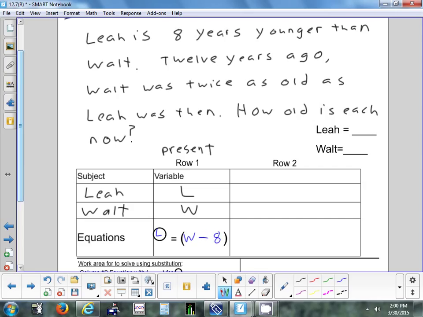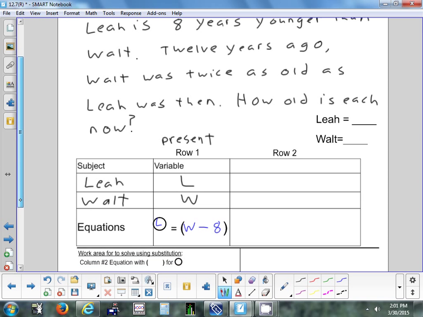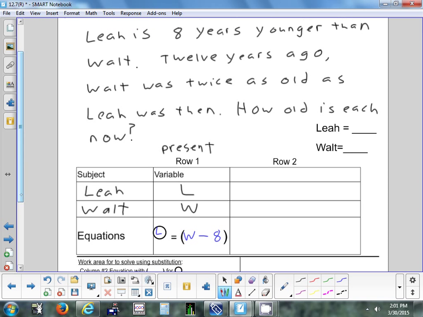Okay, so just be careful on your order there. 8 years younger means you take the person's age and subtract 8. So the number comes at the end. Like that's like a less than or decrease by, right? Those are those flip words. You've got to flip how you write it. You want to put the variable first, minus whatever the number is.